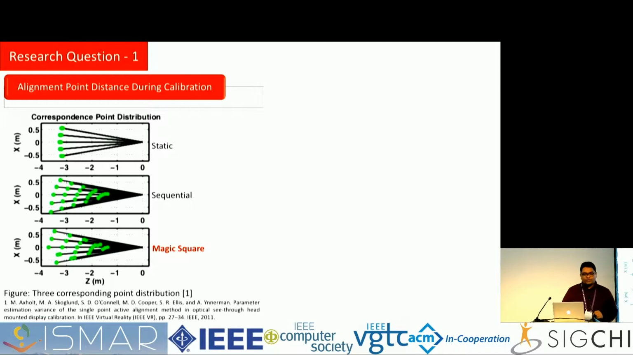So there are 3 research questions that have been investigated in this paper. The first one is the impact of alignment point distribution during the calibration. Previously, Axholt in his dissertation worked on different alignment point distributions. This is the picture from his dissertation, and he showed static, sequential, and magic square distributions. He found that the magic square distribution is the best among those. And we have used the magic square distribution in our study while changing the distance of each alignment point.